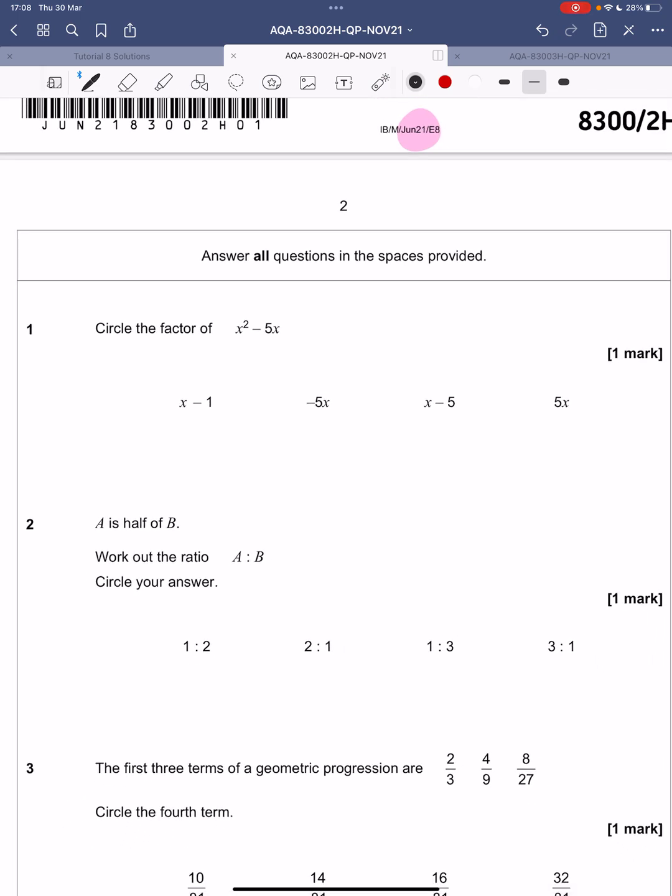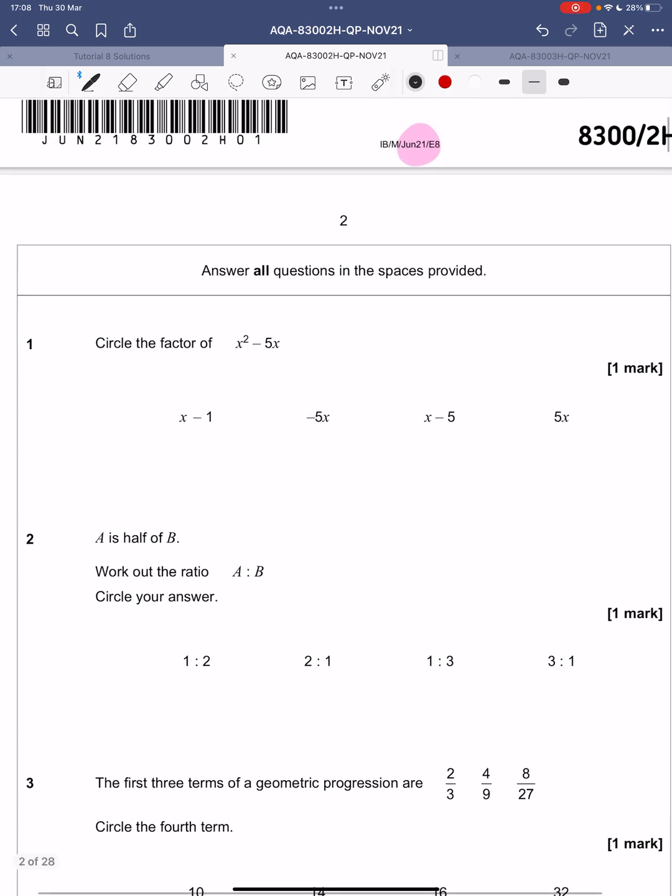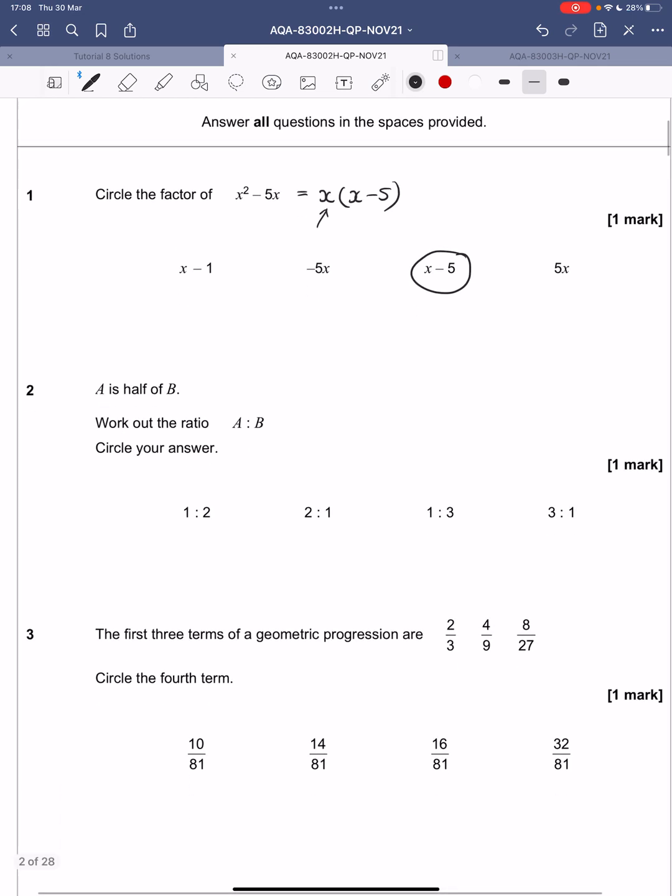Right, number 1. Circle the factor of x squared minus 5x. So we'll factorise this, and an x comes outside the bracket, and it's x minus 5. So the one that's the factor is x minus 5. The other factor is x, but that's not there.